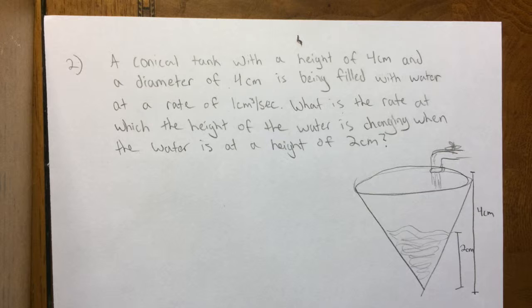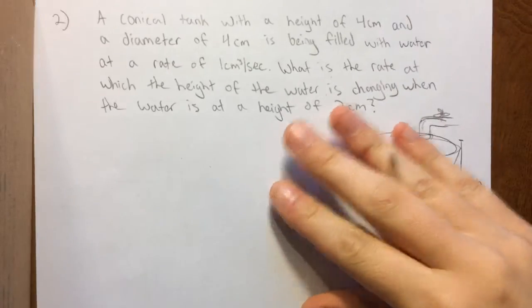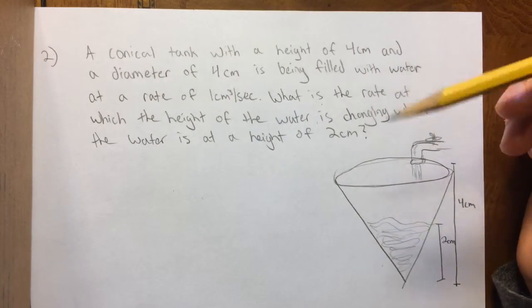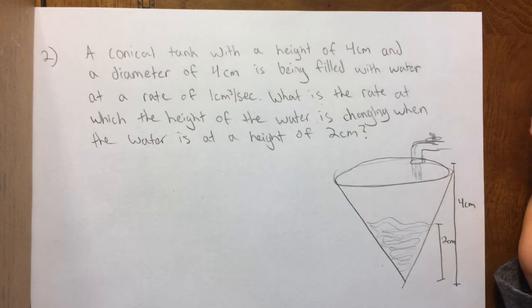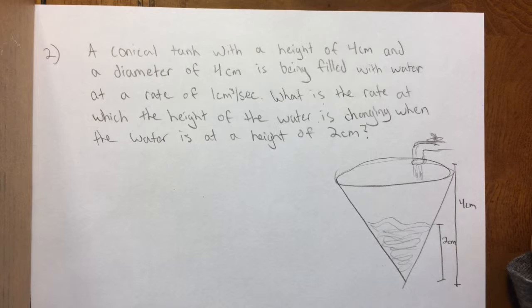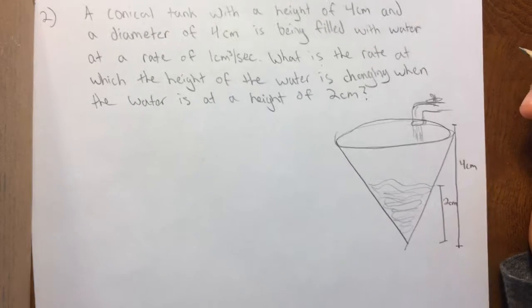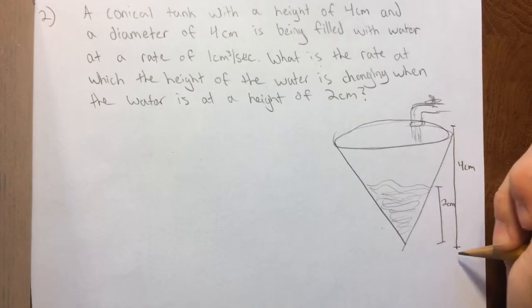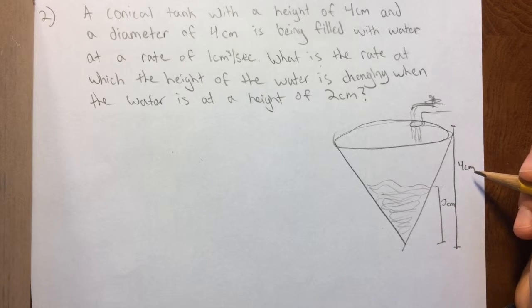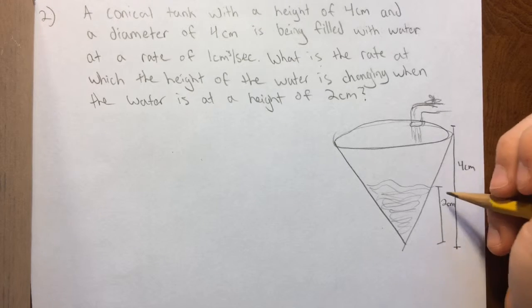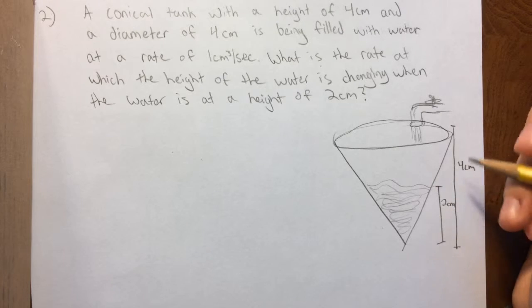The second example is a little trickier. It says a conical tank with a height of 4 centimeters and a diameter of 4 centimeters is being filled with water at a rate of 1 centimeter cubed per second. What is the rate at which the height of the water is changing when the water is at a height of 2 centimeters? We already have that the height of the cone is 4 centimeters and the height of the water is 2 centimeters.